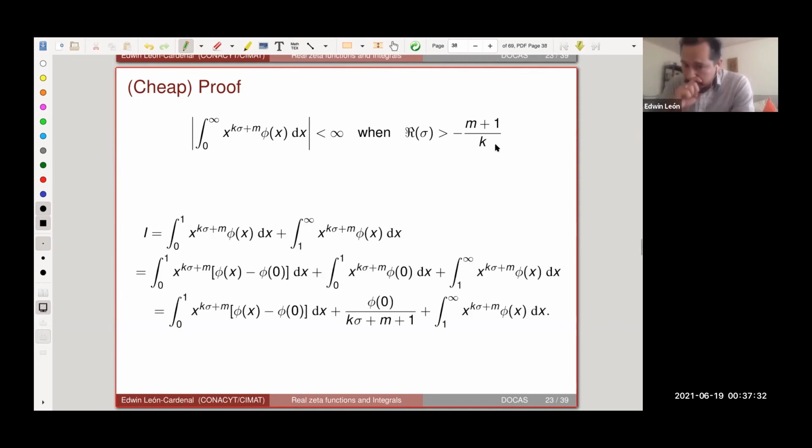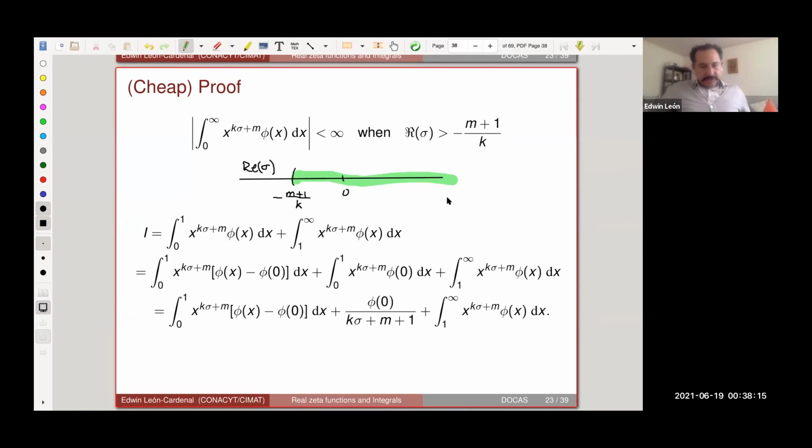Okay, so let me make another extra drawing. So we have 0 here, and we have minus m plus 1 over k here. And this first inequality says that my function, as a complex function, is defined over this set, okay?